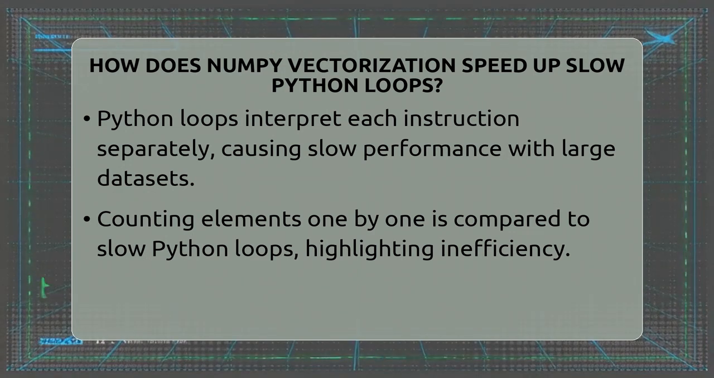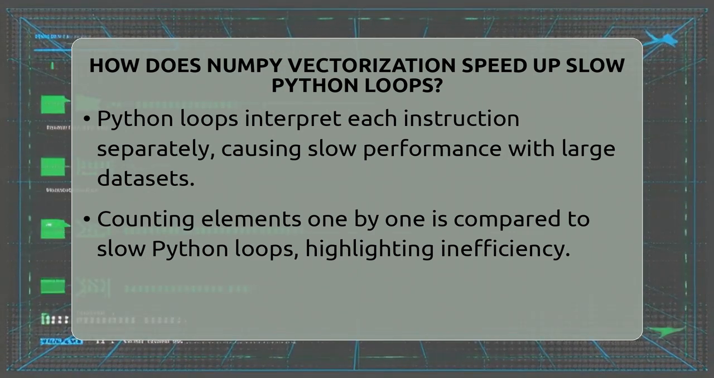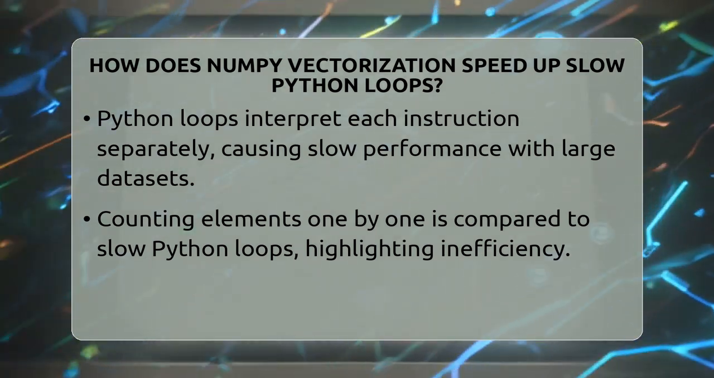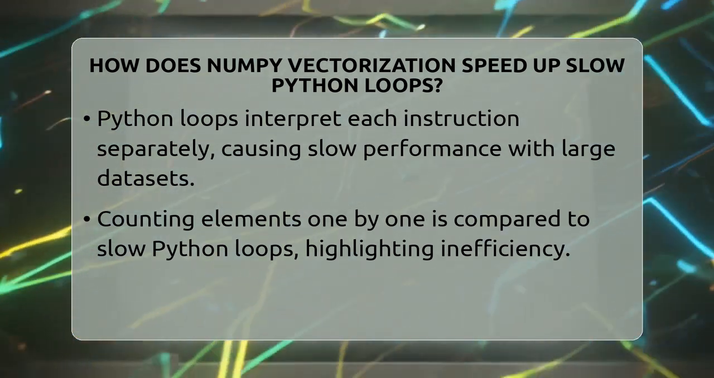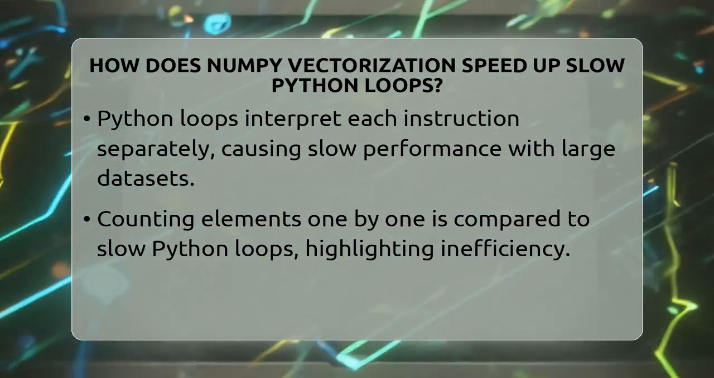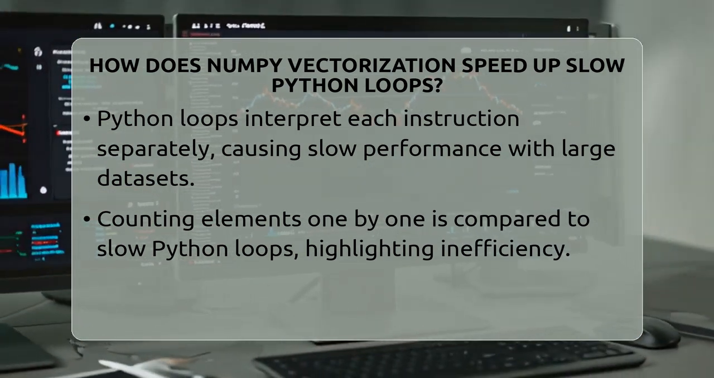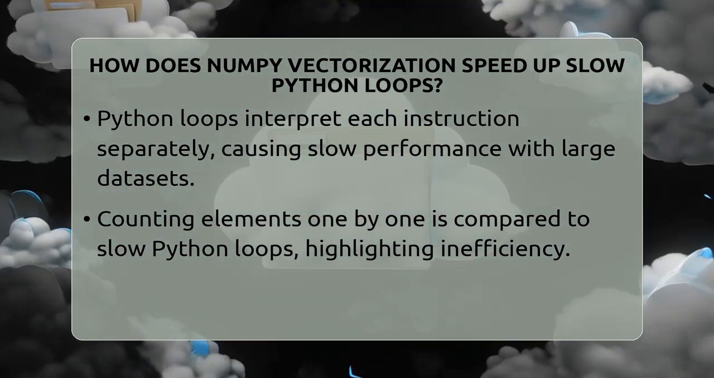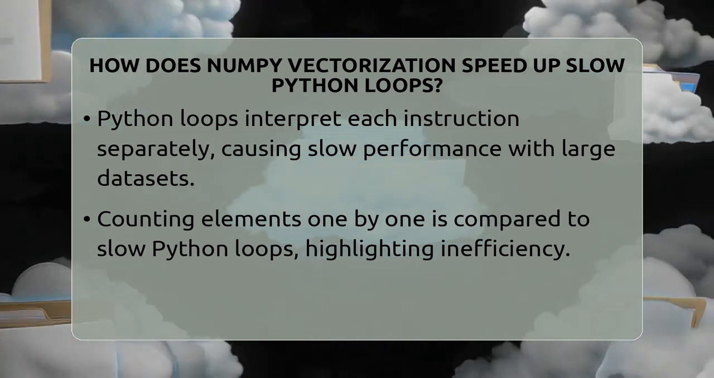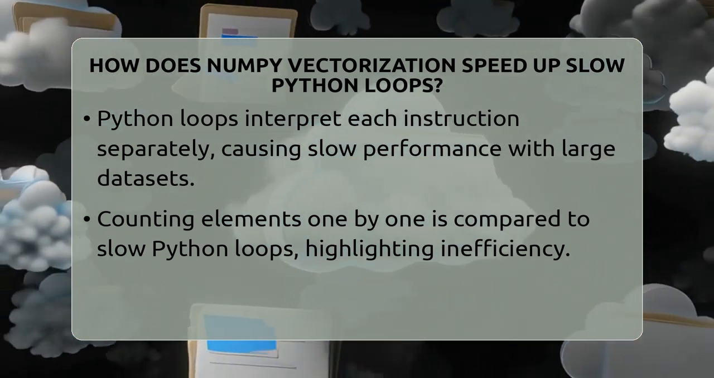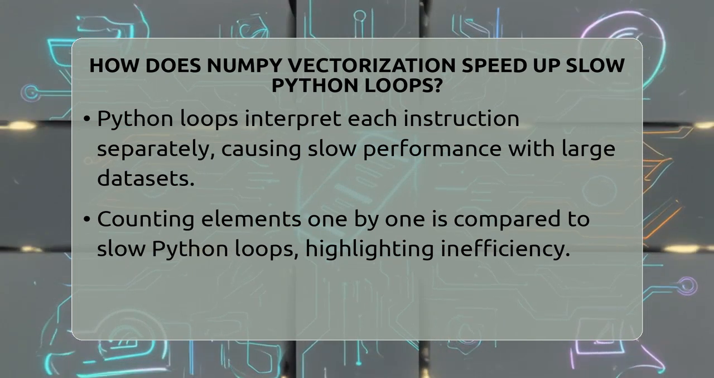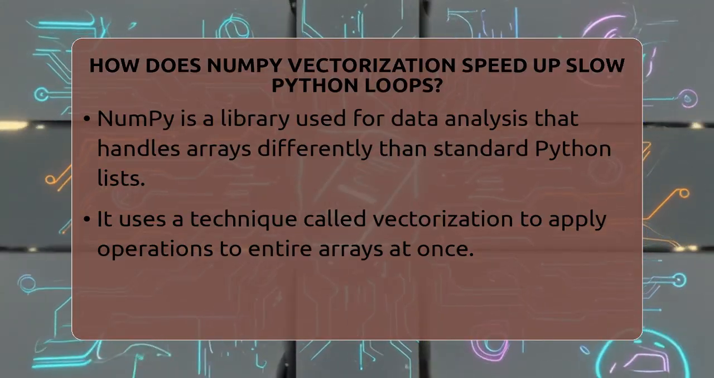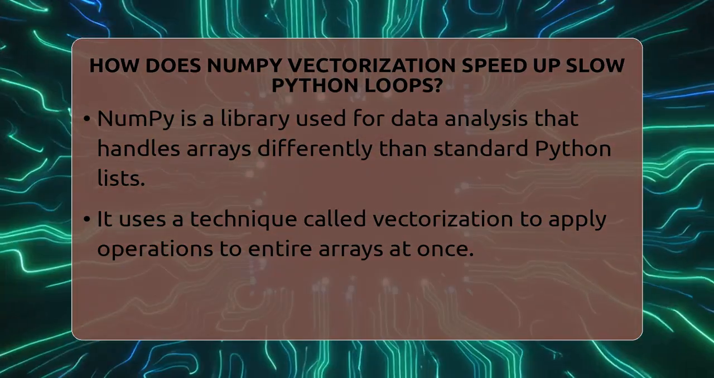When you write a loop in Python to perform calculations on each item in a list or array, Python has to interpret each step. This interpretation adds a lot of extra time, especially with large datasets. For example, if you want to square 1,000,000 numbers using a Python loop, it takes quite a bit of time because Python has to run that loop over and over again, executing each instruction separately.